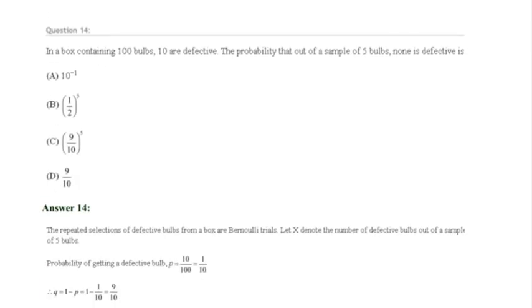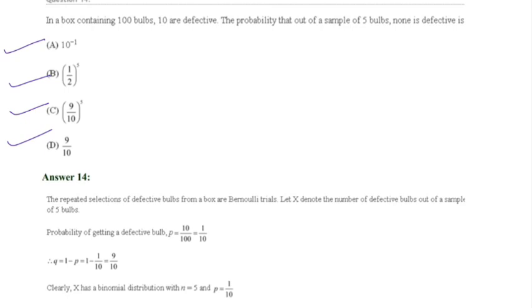Next, moving to question number 14. In a box containing 100 bulbs, 10 are defective. The probability that out of a sample of 5 bulbs, none is defective. Four options have been given: A, 10 inverse; B, 1 by 2 to the power of 5; C, 9 by 10 to the power of 5; D, 9 by 10. So let's see. A box containing 100 bulbs, 10 are defective. They are asking the probability that out of a sample of 5 bulbs, none is defective.